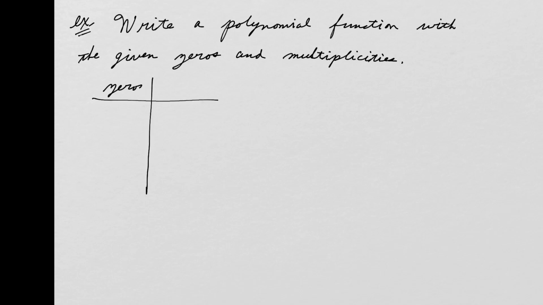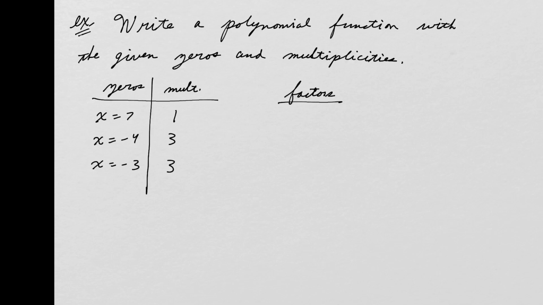Let's say for the zeros, I have x equals 7, x equals -4, and x equals -3. And for multiplicities, let's say this is multiplicity 1, 3, and 3. Okay. So let's figure out what the factors must have been, in order to get those zeros with those multiplicities. So the factors must have been what?